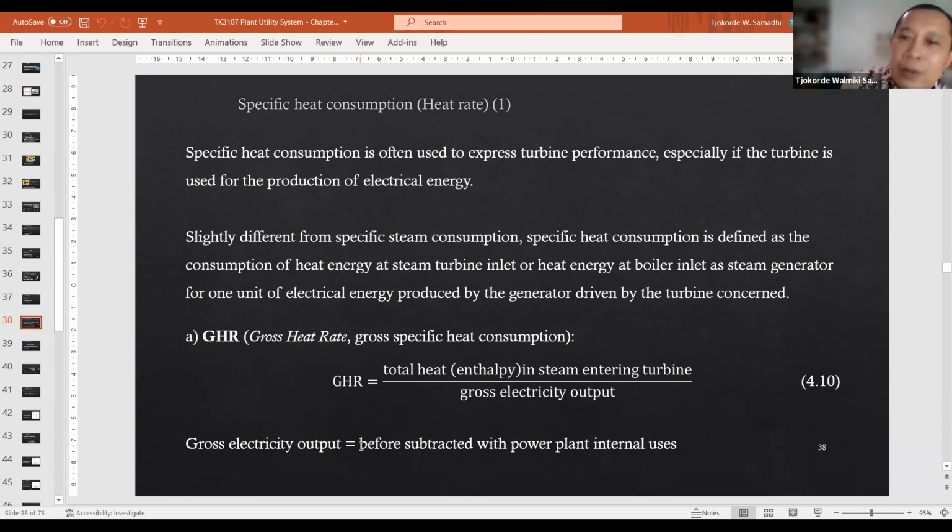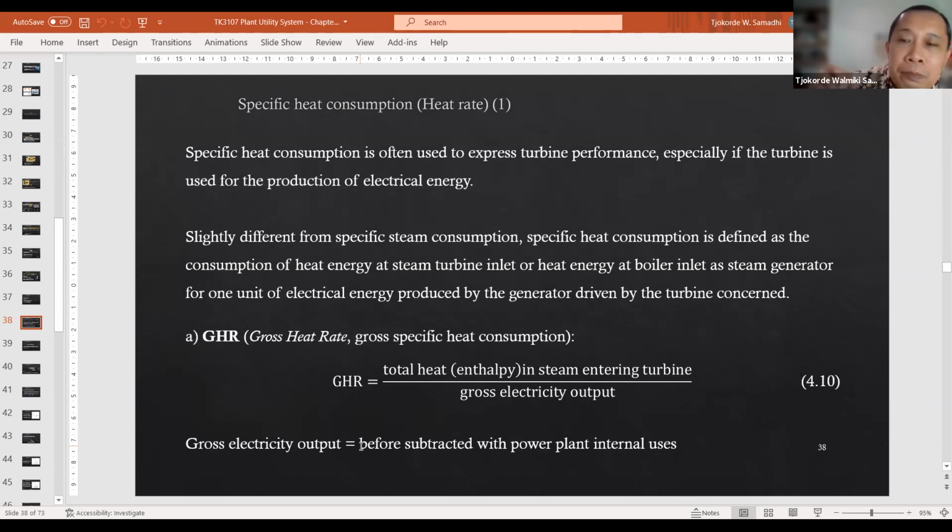Ya, jadi kalau kalian membayangkan PLTU, pasti mereka butuh listrik juga untuk mengoperasikan sistem penerangan, sistem instrumentasi, untuk menggerakkan mesin-mesin mereka yang lain, gitu ya.